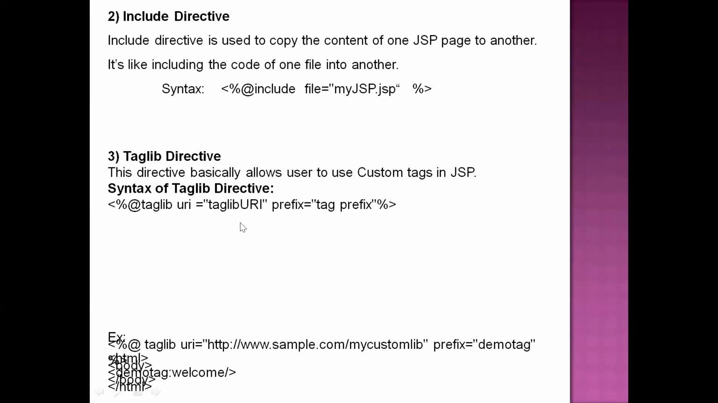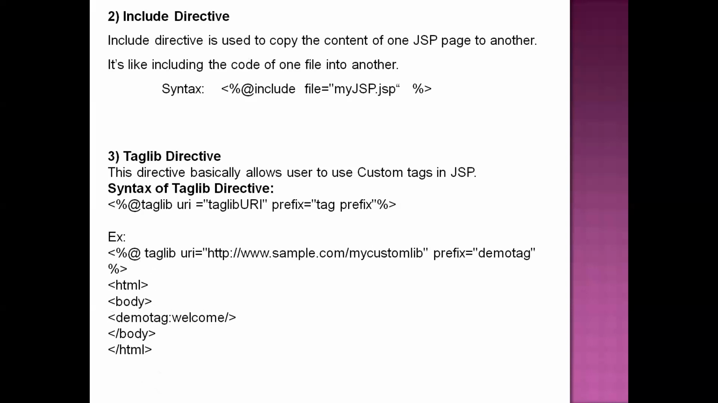So in JSP we have three directives. One is the page directive. The page directive gives information about the complete JSP page. The include directive is used to copy the contents of one JSP page to another JSP page. And the third directive is the taglib directive. By using this taglib directive, we can create our own tags in JSP.